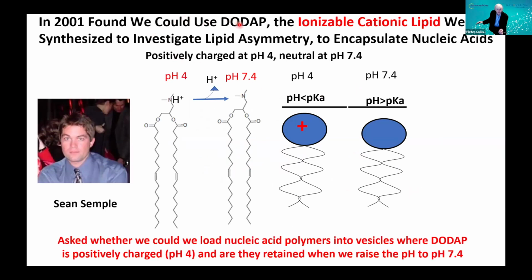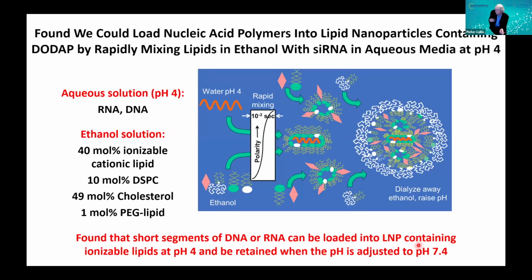What we found was we could use this DODAP, this ionizable cationic lipid that we'd made for the lipid asymmetry studies. We could load the oligos, in this case, the nucleotides, at low pH, and we found they were retained when we raised the pH to 7.4. And so we devised a process where we had the oligonucleotide in water, pH 4, and a lipid mixture containing the ionizable lipids, but also cholesterol and phosphatidylcholine and maybe a little bit of diffusible PEG.